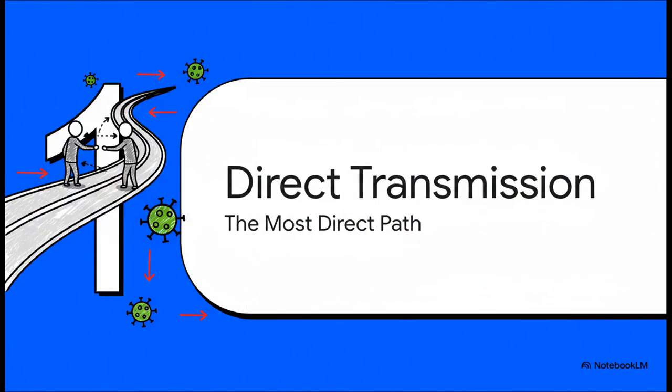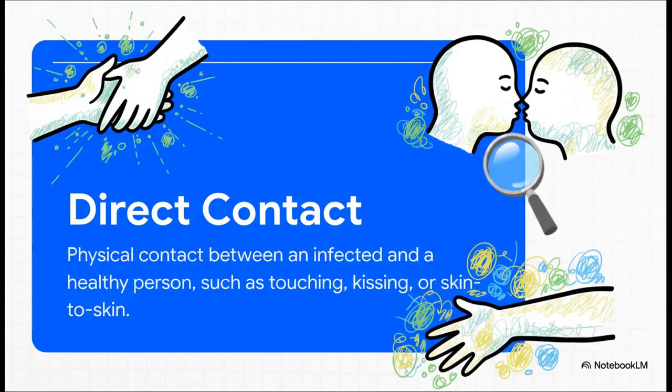All right, first up, direct transmission. And yeah, it's pretty much exactly what it sounds like. This is all about immediate person-to-person spread. There's no middleman, no stops along the way. It's the most straightforward path an infection can possibly take. And you know, the most common way this happens is through simple, direct contact. I mean, it doesn't get more straightforward than this.